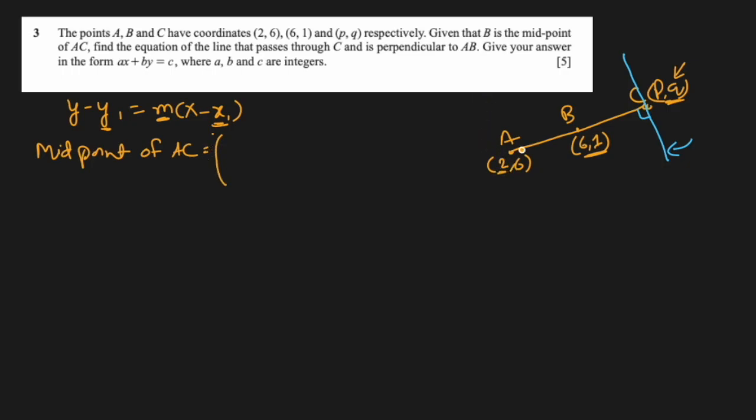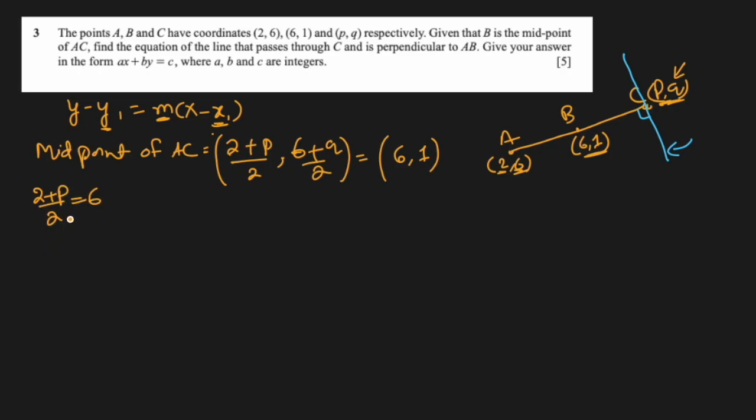Its coordinates will be x1, 2 plus x2, P, divided by 2, and comma, 6 plus Q divided by 2. But they have already given it as 6 and 1. That gives us the first equation, 2 plus P divided by 2 is 6. Let's cross multiply this. 2 plus P is 12. P will be 12 minus 2, which is 10. So the P coordinate is known as 10 now.